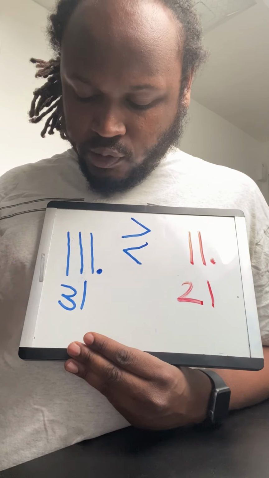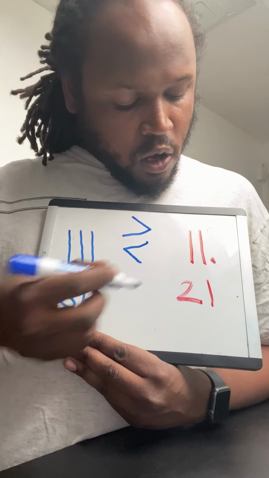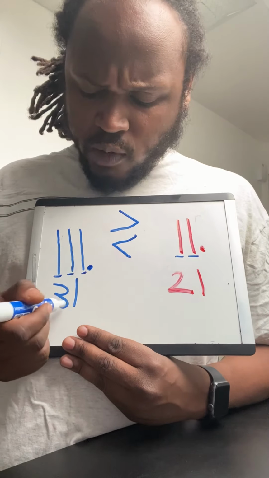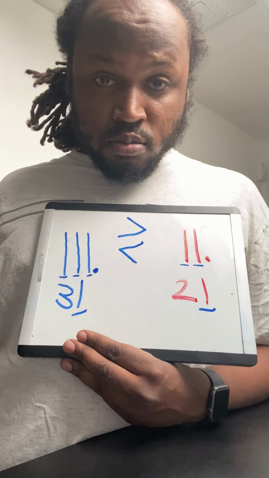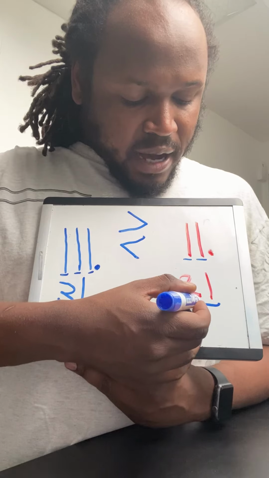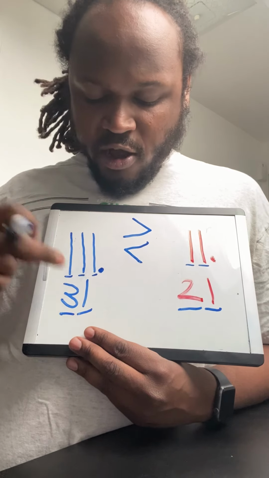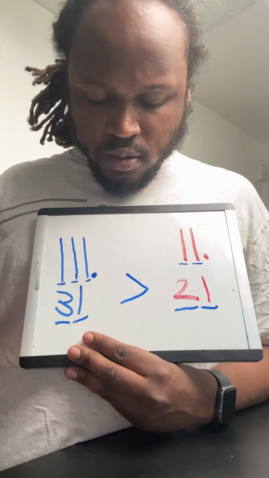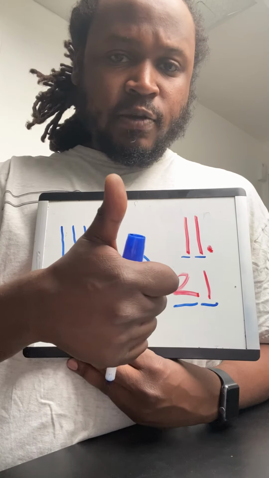So right here I see 3 tens and 1 one. Over here I see 2 tens and 1 one. Oh, so the 1 one is the same. Both of these numbers have 1 one. This number has 3 groups of 10. This number has 2 groups of 10. So 31 is greater than 21. Thumbs up if you agree with that.